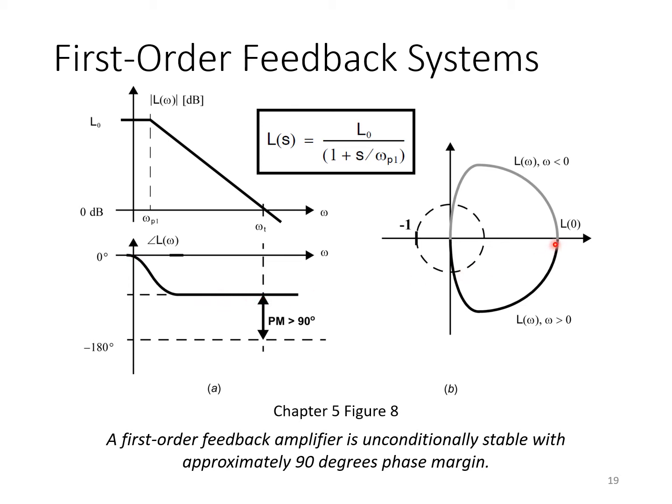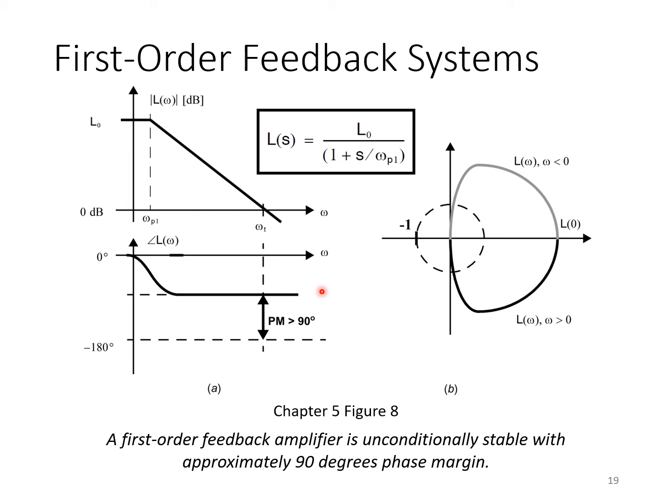So if you like, you can think of this polar Nyquist plot shown here. Evaluating L along the positive imaginary axis causes L to trace out this Nyquist plot in the complex plane, and since the phase response never goes beyond minus 90 degrees, we certainly have no encirclements of -1. And the bottom line is a first-order feedback amplifier is unconditionally stable with approximately 90 degrees of phase margin when it's just a first-order feedback system.